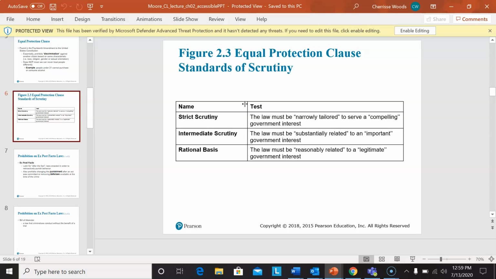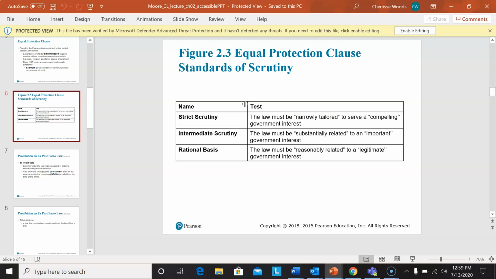It says that in chapter 2, under standards of scrutiny in equal protection cases, specifically, if a law classifies people based on race or national origin, it is unconstitutional unless the law is narrowly tailored to serve a compelling government interest. That is the test for strict scrutiny.